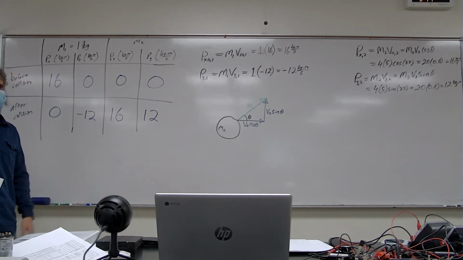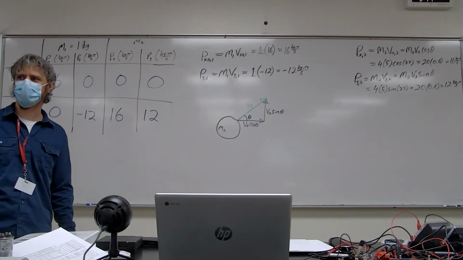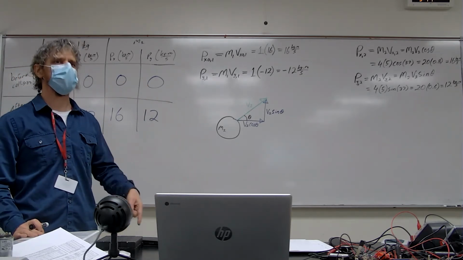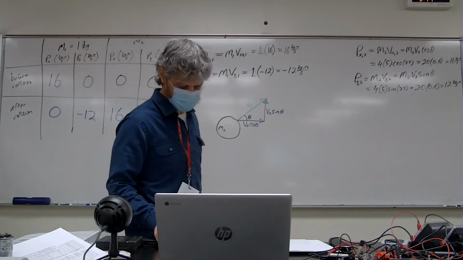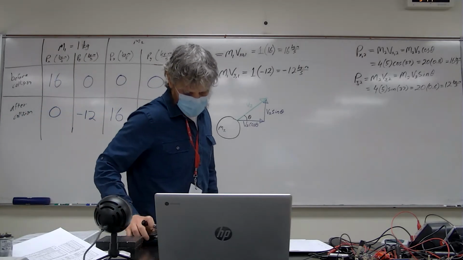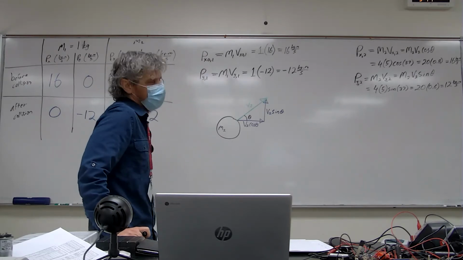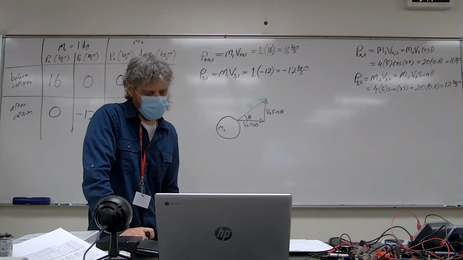Remember, momentum's a vector, so if you've got two-dimensional collisions, momentum must be conserved overall. It must be conserved in the x direction and in the y direction. And then B, I'm not going to take too long because we ran out of time last period.